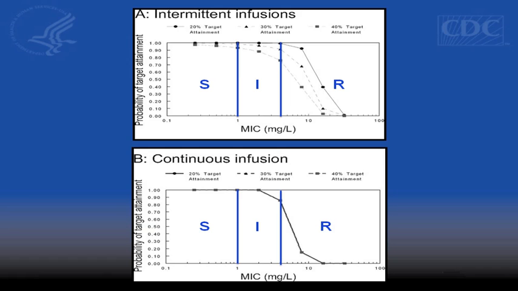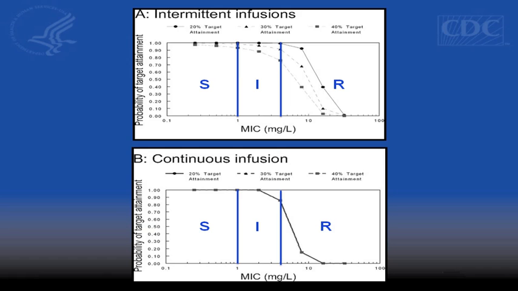So here I'm showing you basically the same data for imipenem, and up above we have intermittent infusion. So that's how the drug is given. And again, at the susceptible breakpoint of 1, you have just 90% of your patients achieving target attainment, and in the intermediate category, it's between 80 and 90. Now look at that point in the intermediate category when you use continuous infusion. Now you have 100% of your patients achieving target attainment.